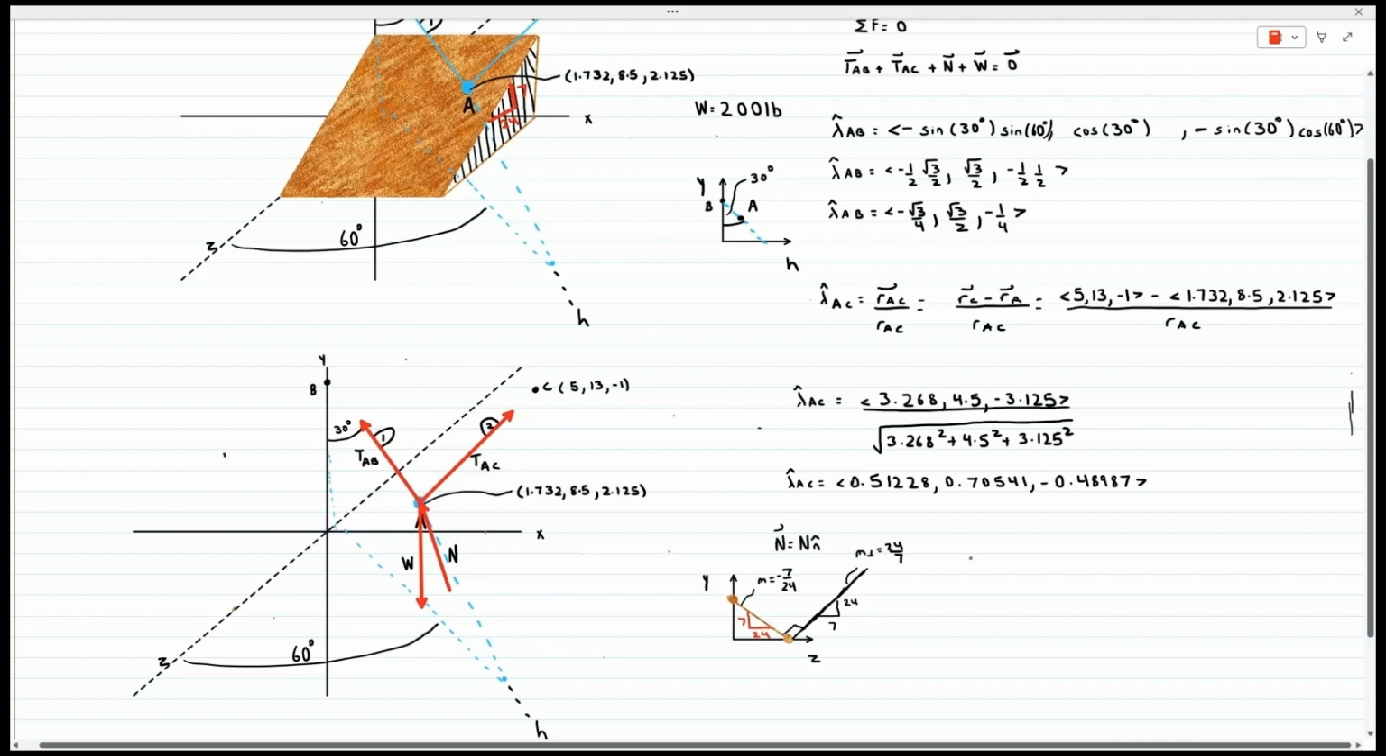How could this be written in vector form? We know this is 7 in the k plus 24 in the j. If we divide off by its length, we can get the unit vector in the normal direction, shown here. And the weight is just pointing straight down. It's 200 pounds.